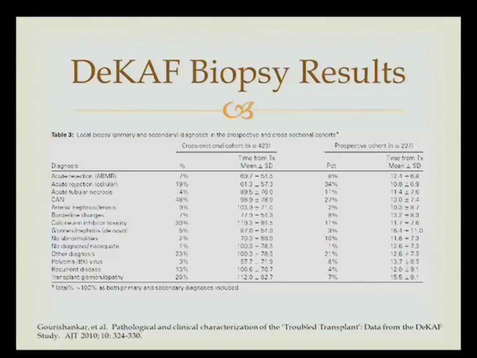The second most common diagnosis, primary or secondary, given in the cross-sectional group was calcineurin inhibitor toxicity. In the prospective group, not surprisingly, the most common primary or secondary diagnosis was acute cellular rejection. And the second most common diagnosis on biopsy report was CAN.